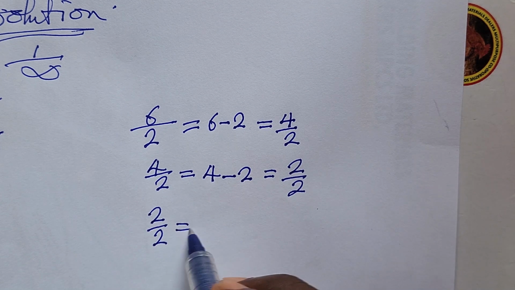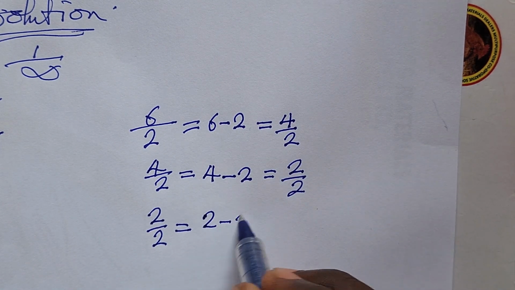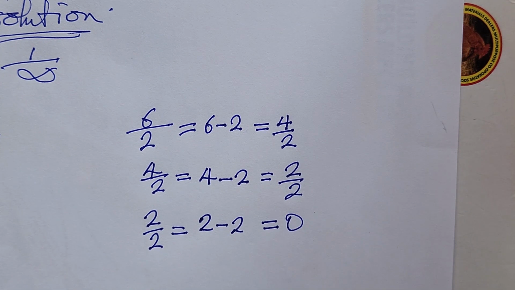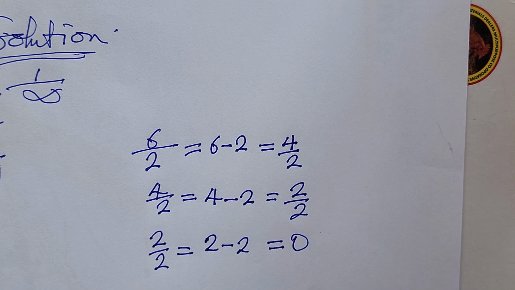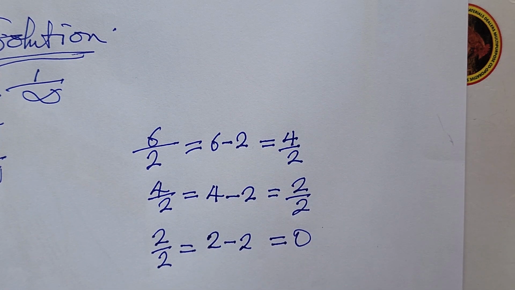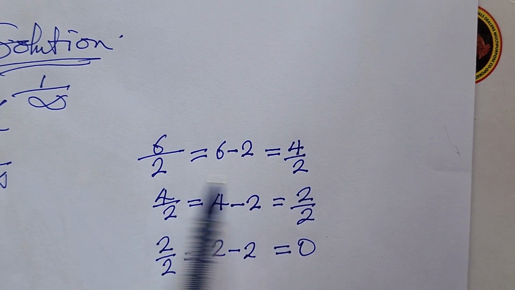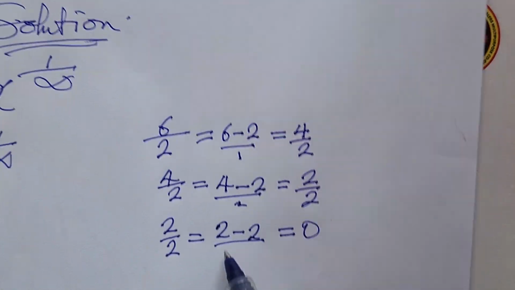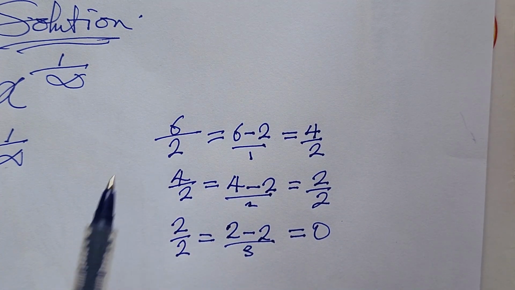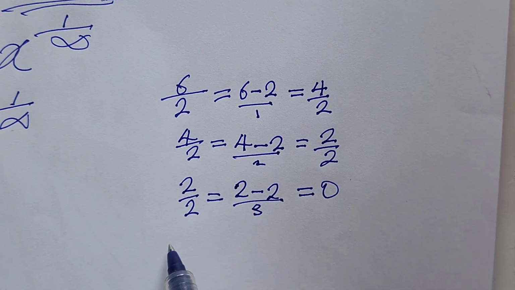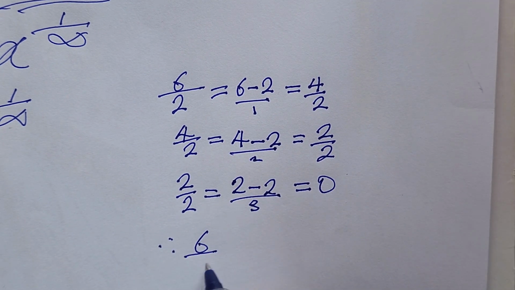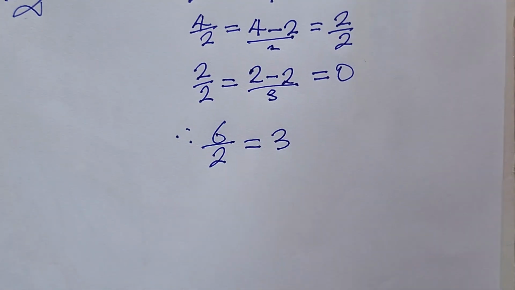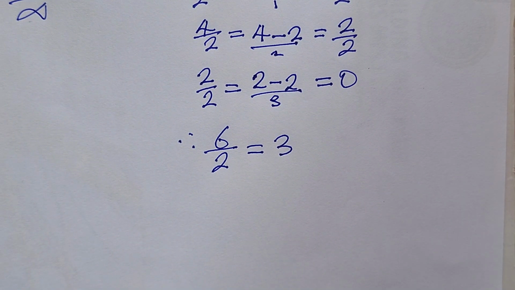So how many times can we take 2 from 2? So we have here 2 minus 2, and this will give us what? 0. At the point where we have 0, we have to check the number of times we were able to take 2 successfully from the actual number. So from here we have here 1, here 2, here we have 3. So 6 all over 2 is equal to what? 3. So therefore we can now conclude that 6 all over 2 is equal to 3. Very easy, right?